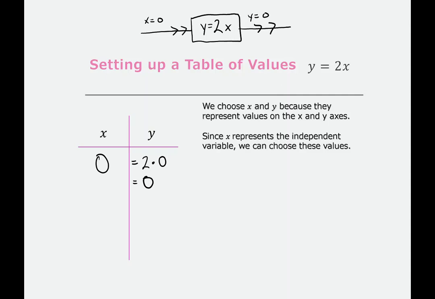Let's use one more example. 1 is an easy number to calculate. So when x is 1, we need to do, what is 2 times 1? Because our equation is y equals 2 times x. And the answer we end up getting is, so when x is 1, y is equal to 2. This equation, y equals 2x. Okay, let's keep going.